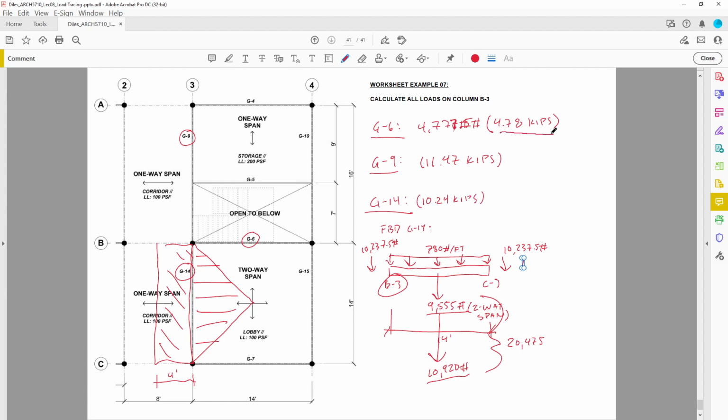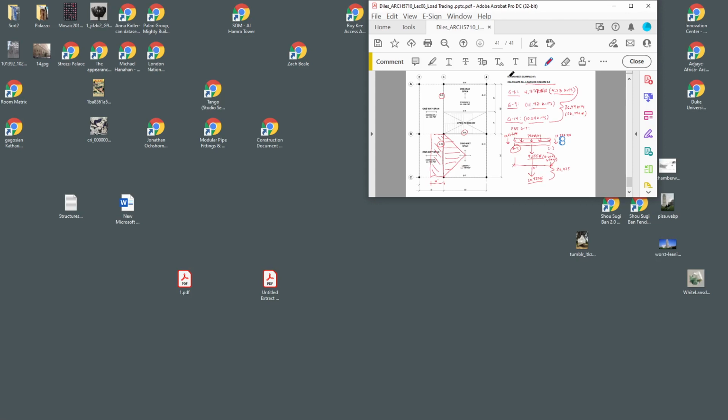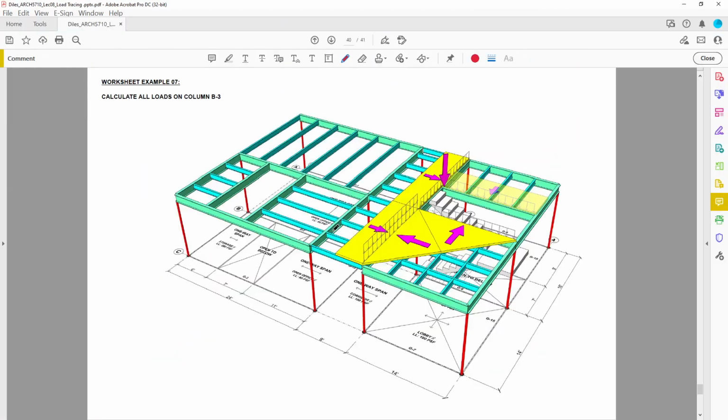Right, and so we need to add up all of these to calculate all of the loads on column B3. So if we add all of these things together, what we get is a grand total of 26.49 kips, which is approximately 26,490 pounds. So I hope these examples give you a good sense of how to work through these problems.